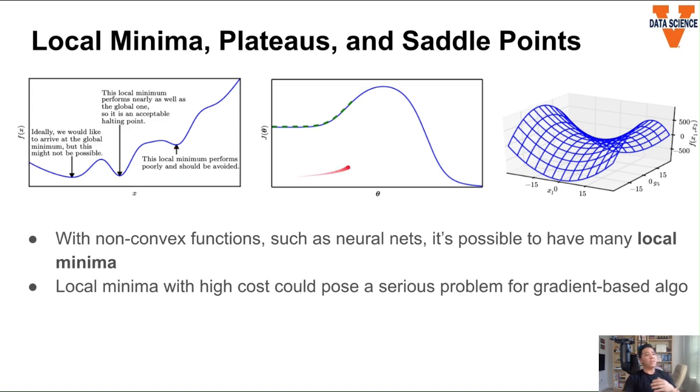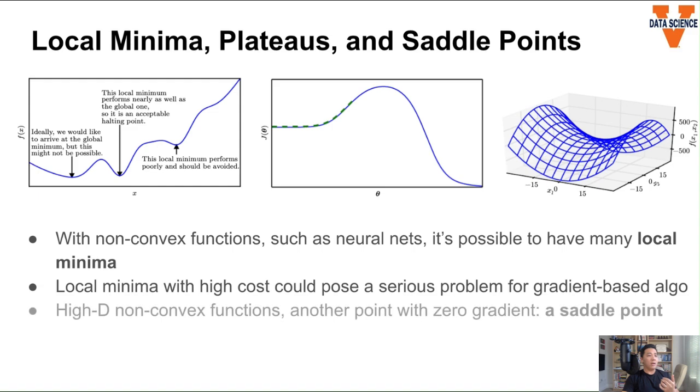Another problem we have is called a plateau. What happens is the cost function becomes very flat, and when the loss becomes very flat, there's no gradient for you to compute. At this time, you can't really change the parameters anymore, because it doesn't make any difference to the loss.